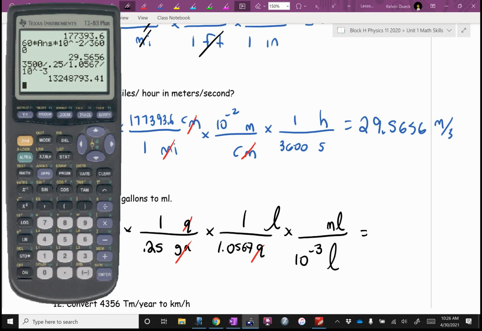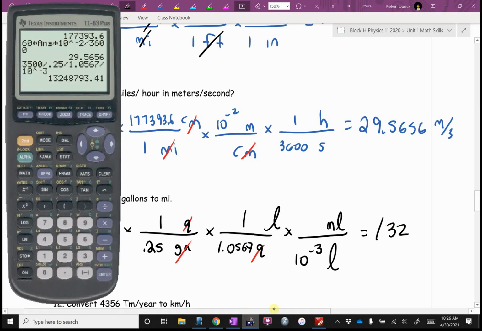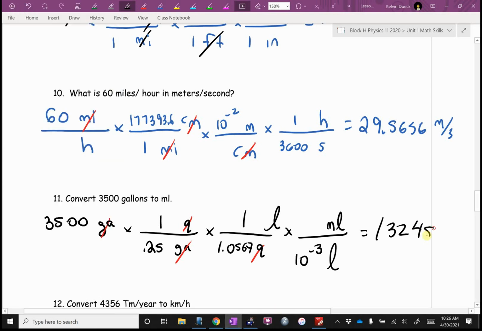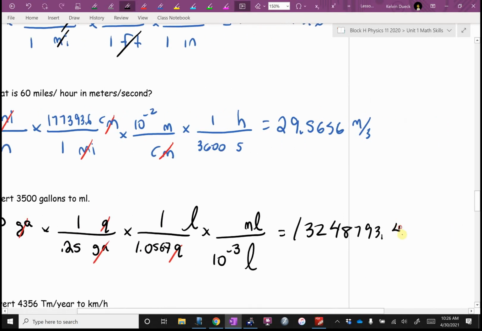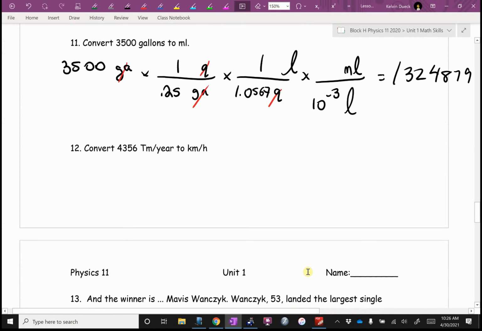do y'all get 1324873.41? Yeah. That is what I got. Yuck. Okay. 1324873. 1324874. No, that was wrong. 48793.41 milliliters. Is this time per year? I don't know. Let's find out.